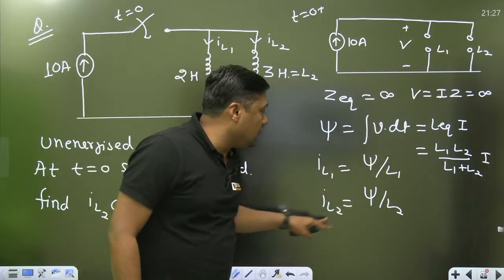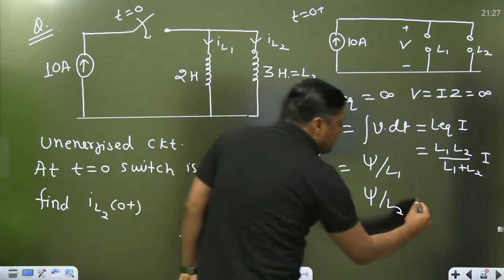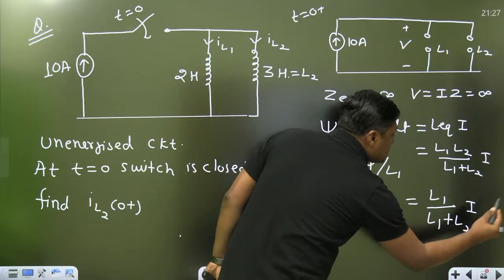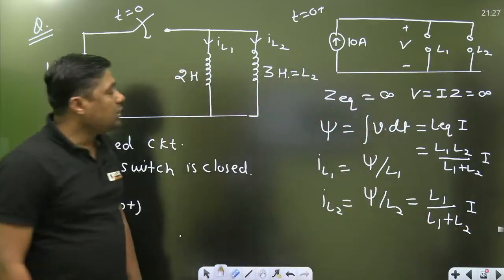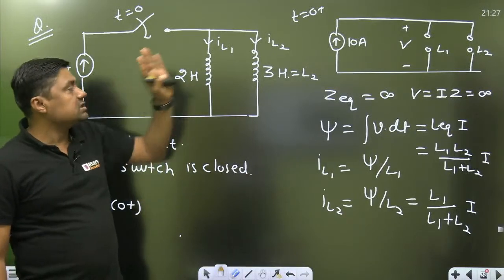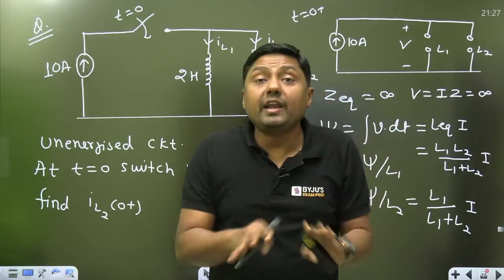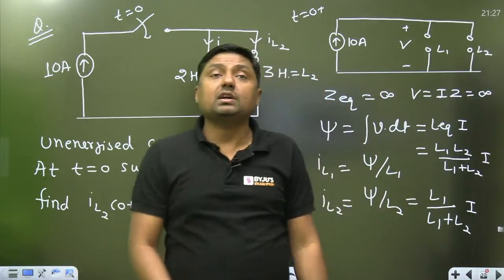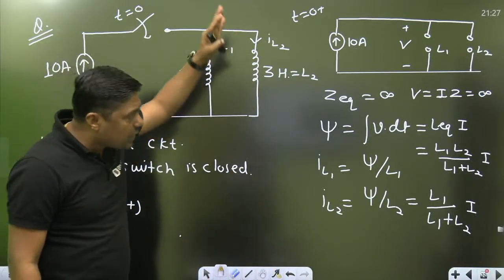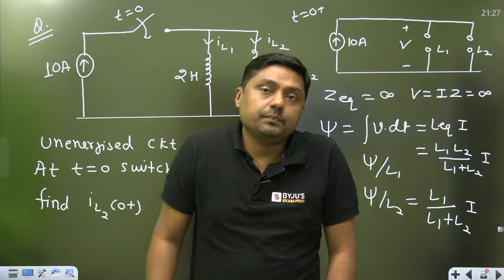So what is IL2? When I divide this flux by L2, it becomes L1 divided by L1 plus L2 into I. What is the answer? 2 divided by 2 plus 3 into 10, that is 4 ampere. Simply the current division rule through the inductor you have to apply. But the basic concept is this one.